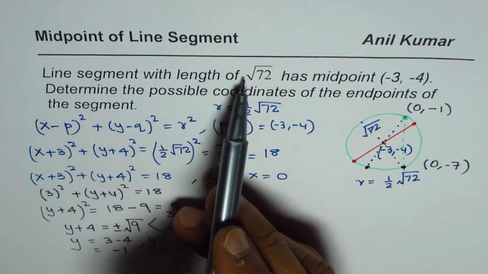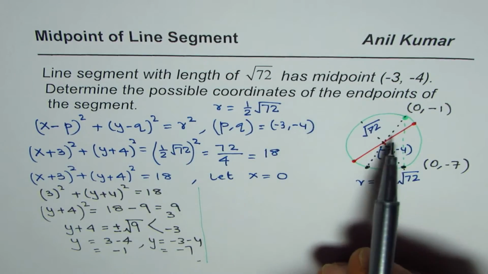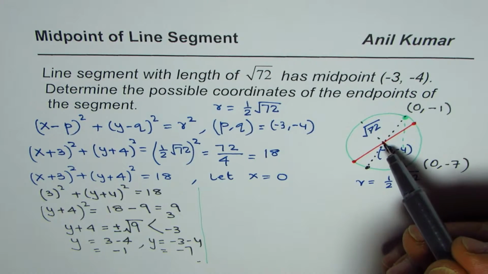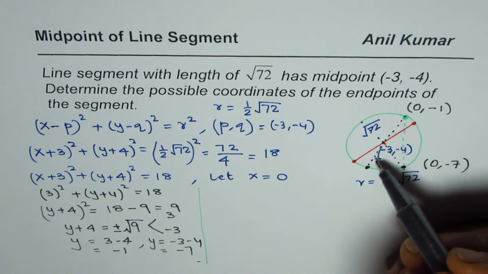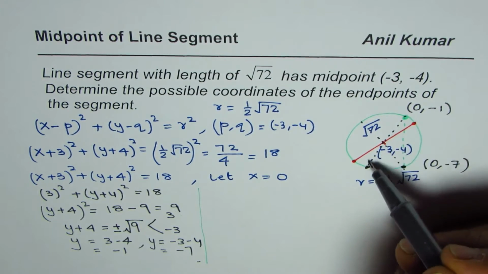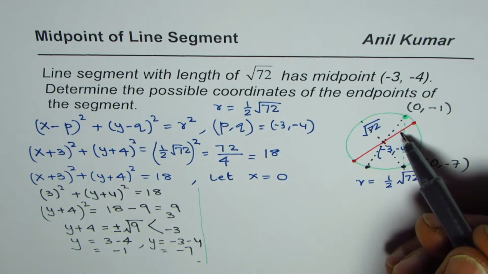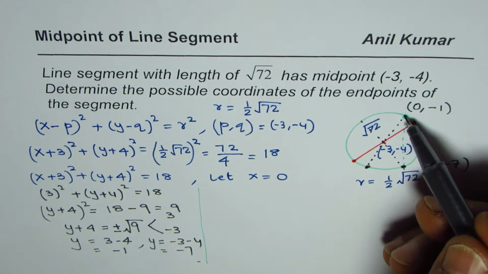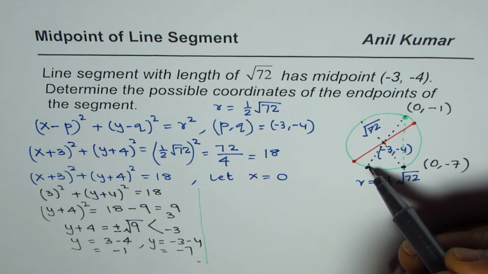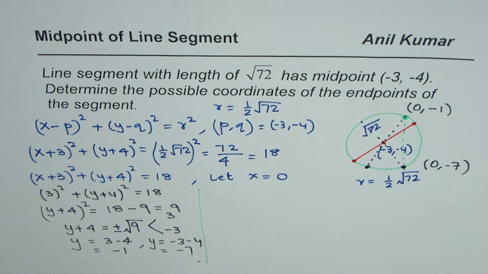Line segment with length of square root 72 has midpoint this. So this line segment is also the diameter of the circle. So it will have the same length as the previous diameter. We already found one of the points. We can find the other one. That is what we're trying to say, right?